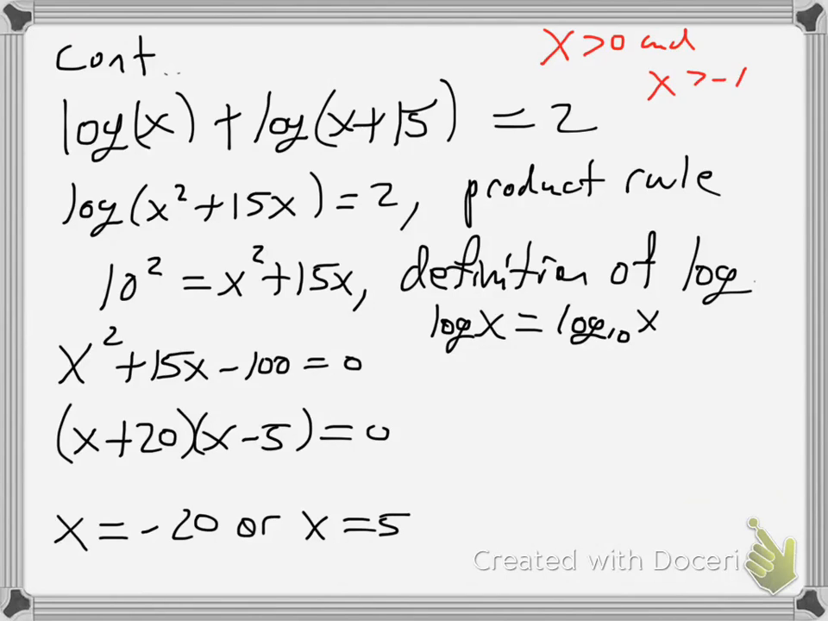So what that's going to force us to do is cancel that negative 20. That's not going to be a good solution. It's going to be an extraneous solution. But the 5 works. The 5 will be our answer in this case. Okay. Now let's go ahead, I think I have two more.